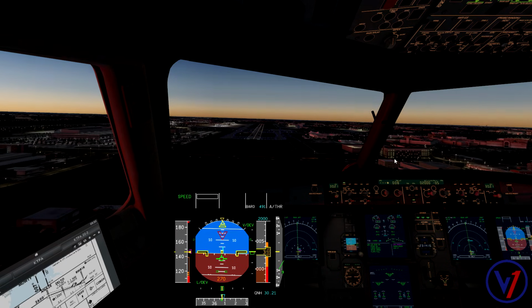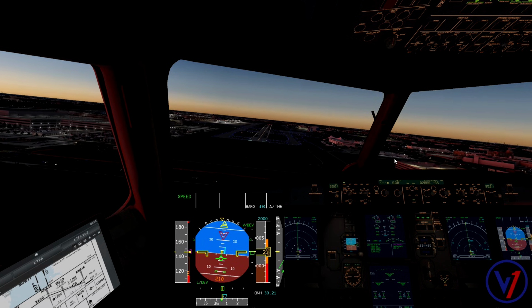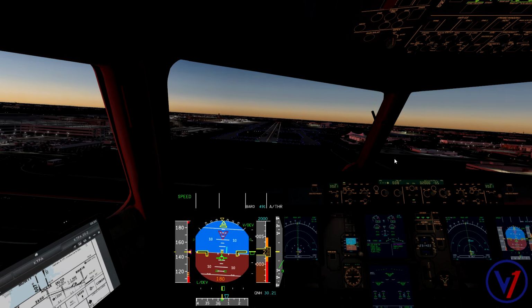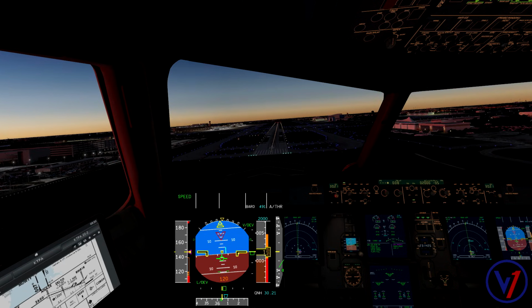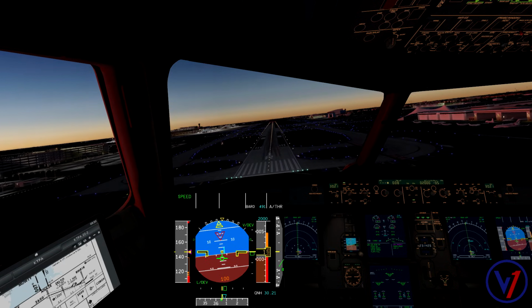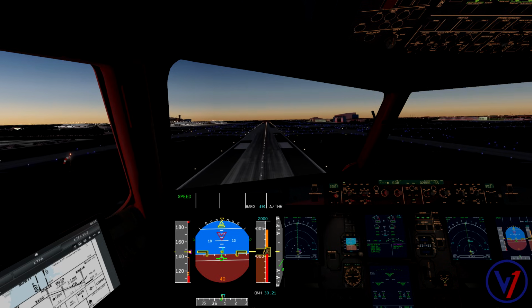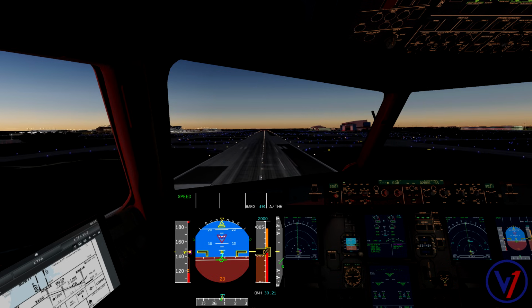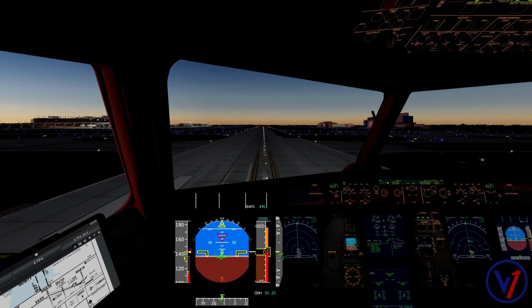300. And now we're looking at that 3-degree path. I'm going to kind of set up the airplane here so we're over the center line. 200. 100. 50, 40, 30, 20, retard, 10, 5.